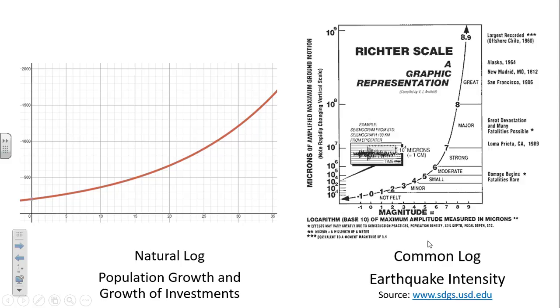The other two are natural log. This is a relatively slow growing natural log for population growth and the growth of investments, and then also a Richter scale model. That's our common log, and that's what we use when we're determining earthquake intensity to see how strong that earthquake was in Oklahoma not too long ago when we actually felt it here in Nebraska.